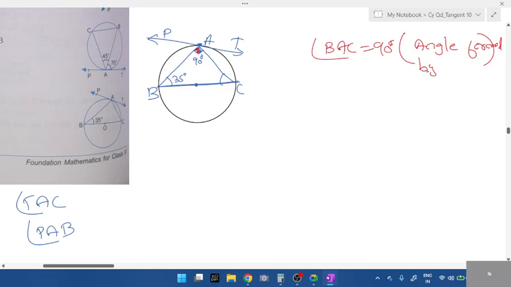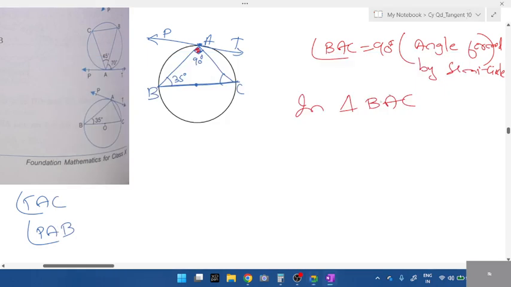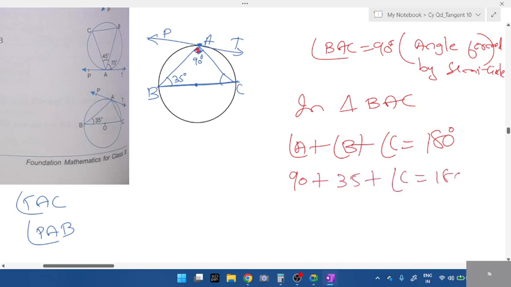Write the statement, angle formed by semicircle. Then enter into this triangle. In triangle BAC, mention all this. Angle A plus angle B plus angle C is equal to 180 degrees. 90 plus 35 plus angle C is equal to 180. Angle C is how much, students? 180 minus 125, 55. So we have 55.